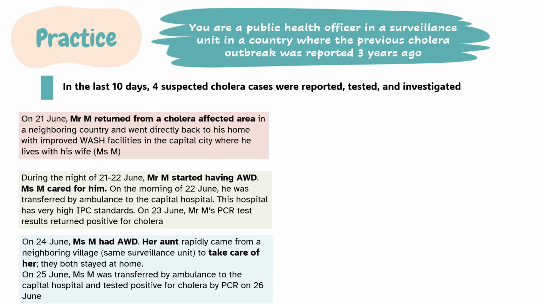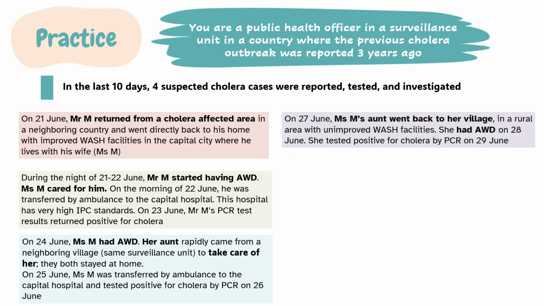Her aunt rapidly came from a neighboring village, which is in the same surveillance unit, to take care of her. They both stayed at home. On 25th June, Miss M was transferred by ambulance to the Capital Hospital, and she tested positive for cholera by PCR on 26th June. On 27th June, the aunt of Miss M went back to her village in a rural area with unimproved WASH facilities.